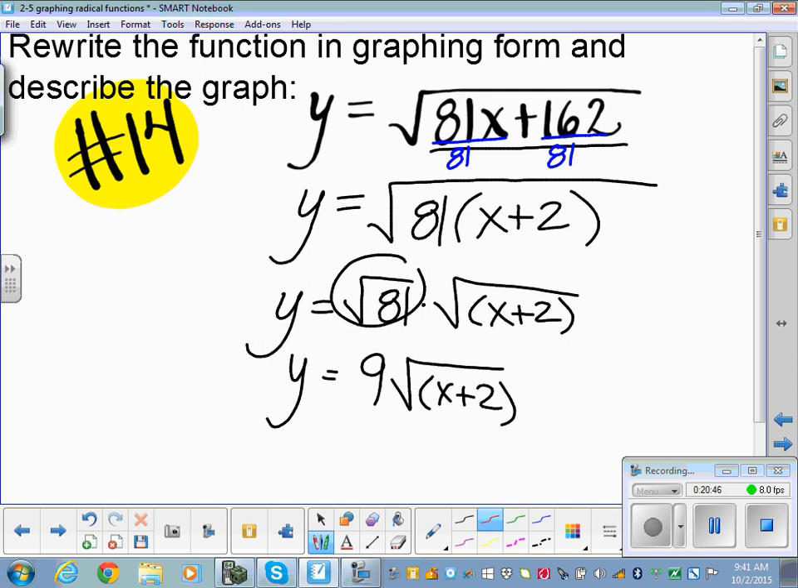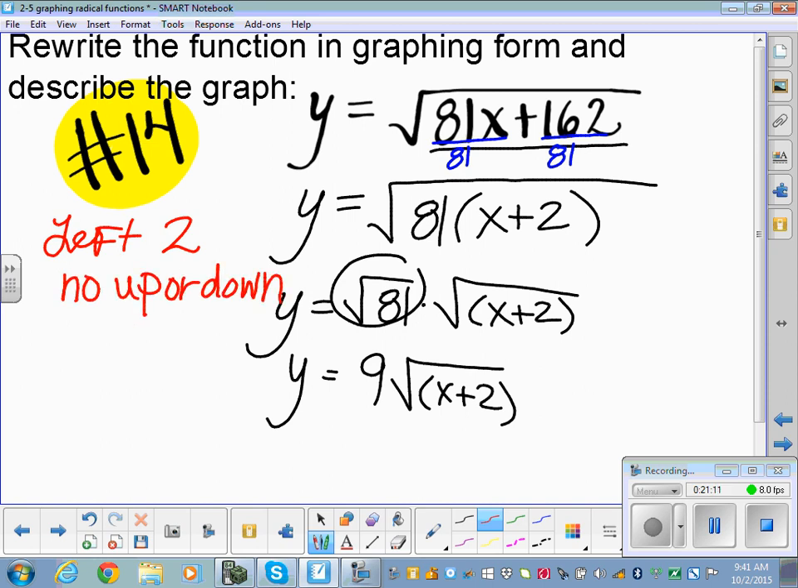Is that now in factor form? Easy to graph. Okay, so now you have to describe it. What's our shift, left or right? Left 2. Very good. You go the opposite of what's underneath. So we're going left 2, and then we're going up or down 0. So no shift up or down. Very good, Garrett. And then after that, if we were going to graph this, which we don't have to, we would go up 9 over 1, 3, 5.